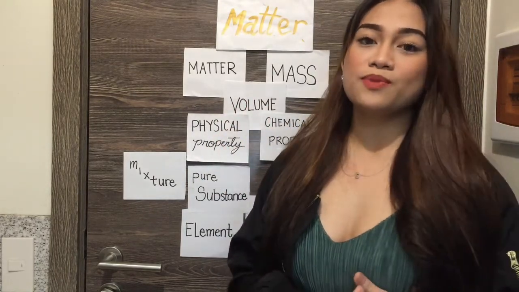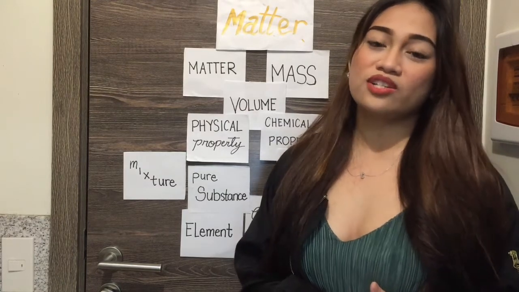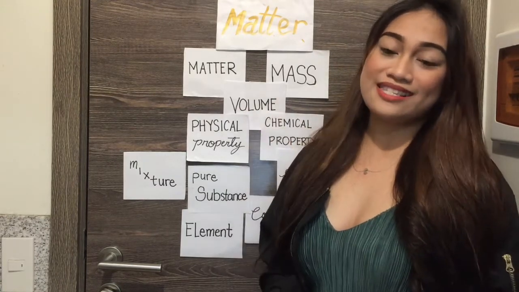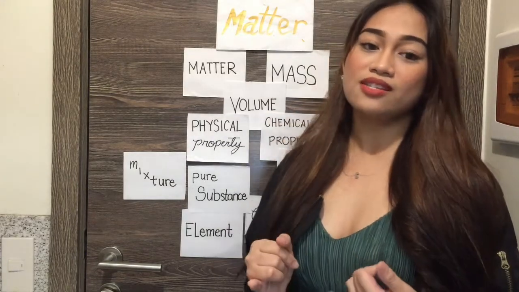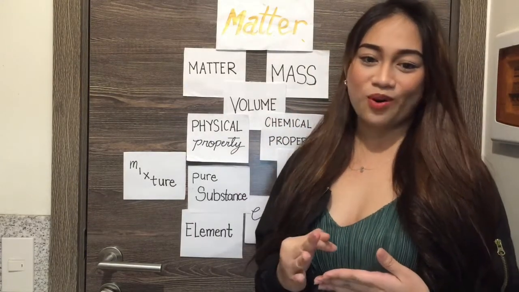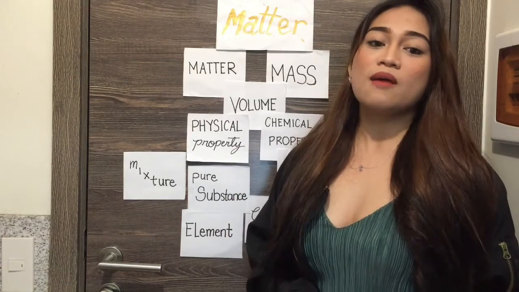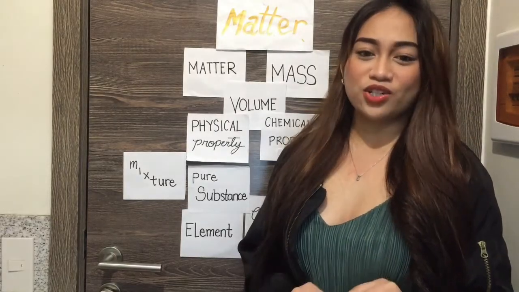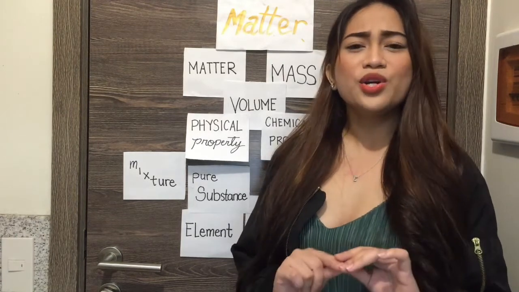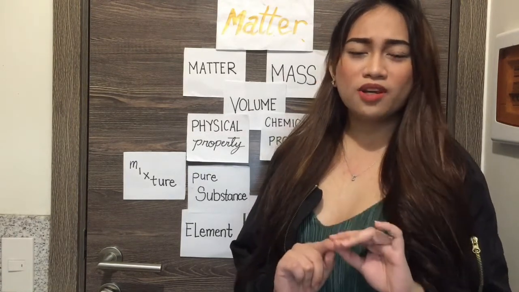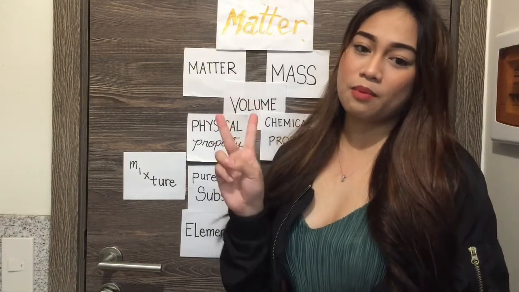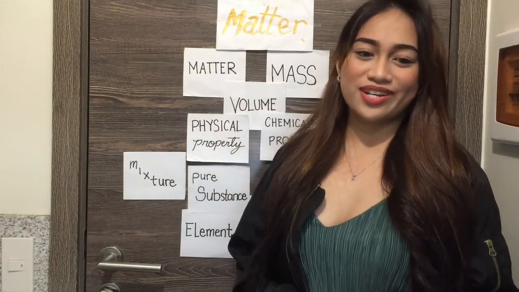Physical properties can be observed or measured without having to change the composition of the matter. Examples of these are appearance, texture, color, odor, viscosity, melting point, boiling point, density, solubility, polarity, and many others. While chemical properties are properties that can be measured or observed only when matter undergoes a change to become an entirely different matter. These include reactivity, flammability, and the ability to rust.